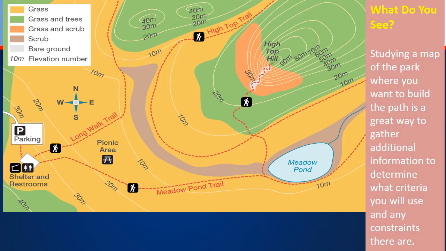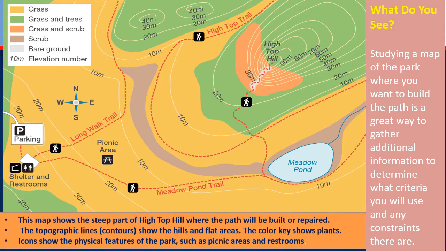What do you see? Studying a map of the park where you want to build the path is a great way to gather additional information to determine what criteria you will use and any constraints there are. And in this map, it shows the steep part of the high top hill where the path will be built or repaired. The topographic lines, that is the contours, show the hills and flat areas.